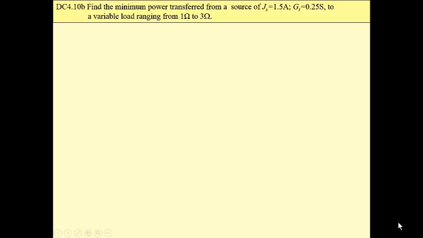Find the maximum power which is transferred from a given source to a variable load ranging from 1 ohm to 3 ohm. At first we have to find the value of resistance at the maximum power transfer, and then we have to check whether this resistance is to the right of this range, to the left of this range, or perhaps within this range.